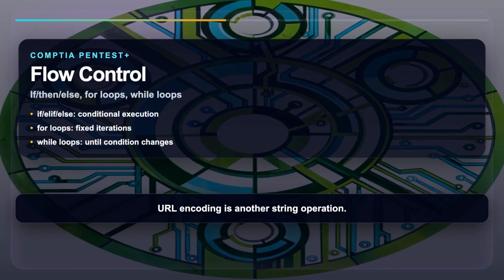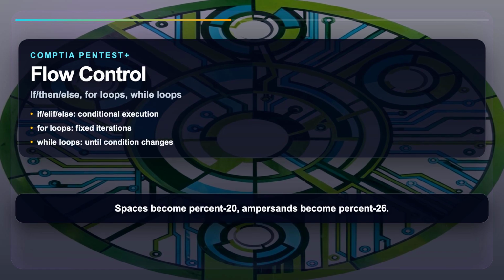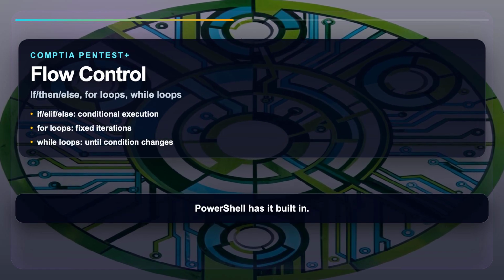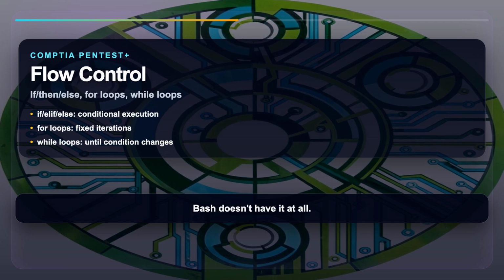URL encoding is another string operation. Spaces become %20, ampersands become %26. PowerShell has it built in. Python needs a module. Bash doesn't have it at all.